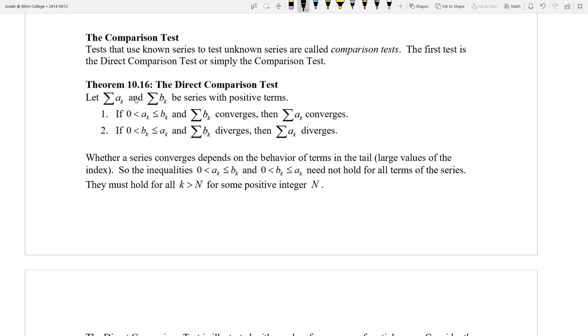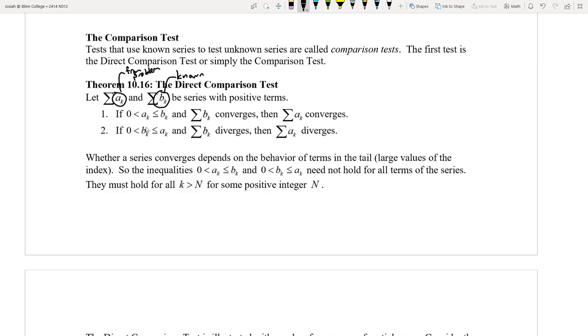So we have to have two different series, and we'll have our known series here. We know the behavior of this one, and this one is going to be from the problem. So if we are able to establish that, using a known convergent series, a sub k is always less than b sub k, then our series in our problem will converge. The idea is if b sub k has to be bounded by something, then a sub k does too.